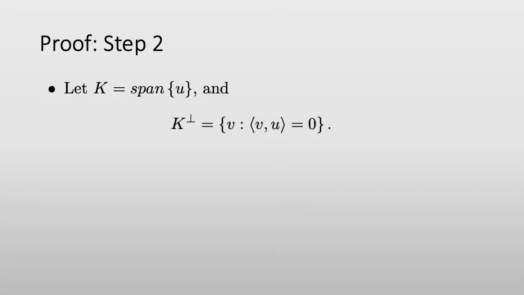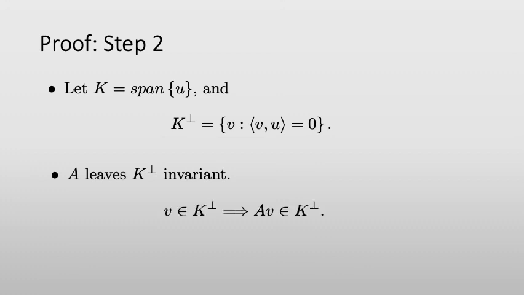We have one normalized eigenvector for the eigenvalue lambda. Let K be the span of U, and look at its orthogonal complement. This is the set of all vectors that are orthogonal to U. In fact, when the operator is self-adjoint, it leaves this orthogonal complement invariant. In other words, it sends any vector back into the same space. The reason is very simple.